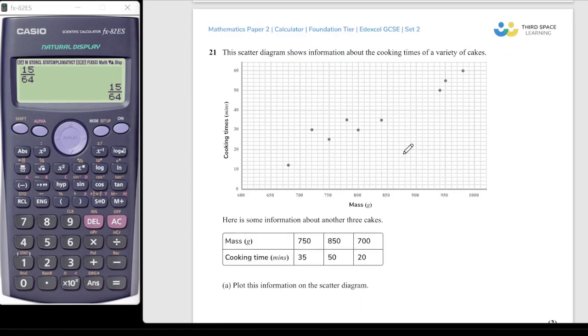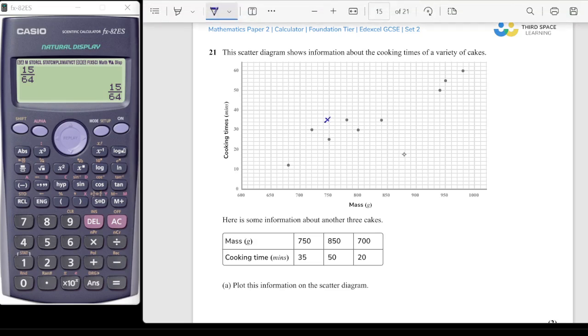Okay, question 21. The scatter diagram shows information about the cooking times of various cakes. So we've got the mass and the cooking times. Here's some information about another 3 cakes. Plot this information on the scatter diagram. Okay, so at 750, we've got a cooking time of 35 minutes. So that's 30, slap bang in the middle there.